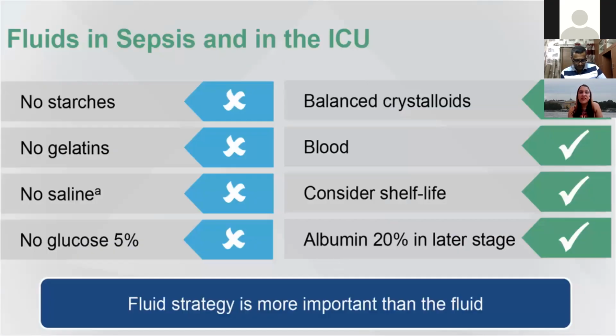Actually, fluids in sepsis and ICU, we all know: no starches, no gelatins. Even the sepsis guidelines 2021 have actually given up on gelatins also, which previously was a suggestion that we might use gelatins. But no starches, no gelatins, and no large amounts of abnormal saline. I'll say this is not normal saline, this is abnormal saline. And we know obviously no glucose 5%, but yes, balanced crystalloids, blood, especially in cases of hemorrhagic shock, and albumin might be used in later stages. So fluid strategy is more important than the fluid per se.